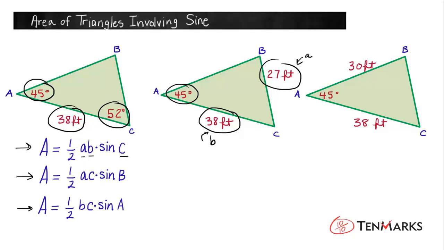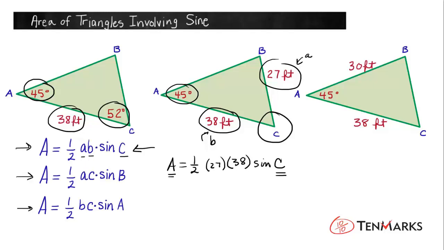So for side A and B, that would be this formula, and that would give us area equals 1/2 times side A is 27, side B is 38, and then we would need the sine of angle C, and we don't have that. So we would be left with sine c. That would give us a variable here that we're trying to solve for and a missing variable over here. So that would be impossible.